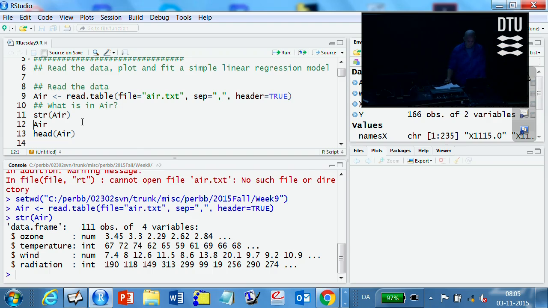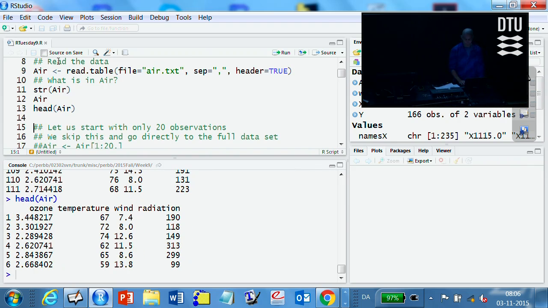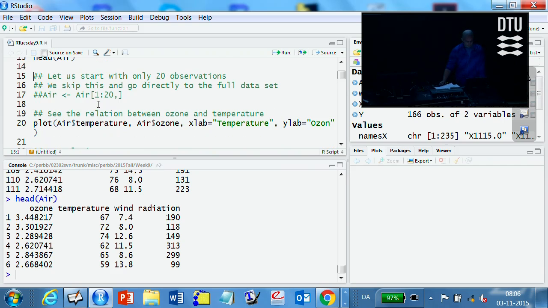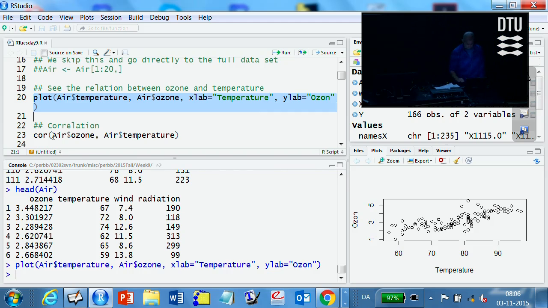That's what I explained to you already. It's no bigger, so we could just have a look. 111 rows: y, x1, x2, x3, with temperature in Fahrenheit. We could use head just to check the top 6 rows. This is just to make sure that my data set makes sense to me, right? Then let's do one of the major plots. We'd always do explorative data analysis in the beginning. Now I jump directly to plotting temperature, comma, ozone. So the ozone values versus the temperature.